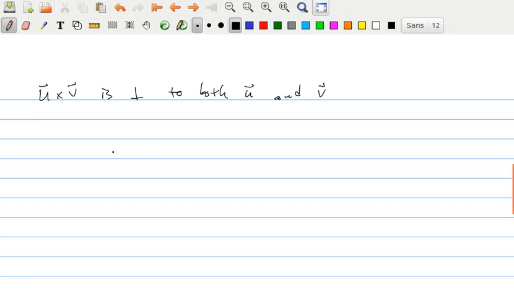We also have an angle property for this. If you recall, we had a version involving dot product where we knew that the cosine of the angle was u dot v divided by their lengths.